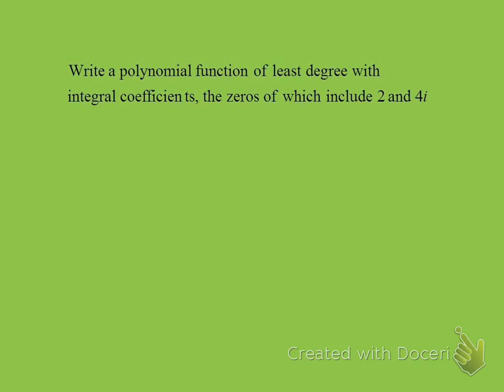Same pretty much setup. Same words as directions. Polynomial function, least degree, integral coefficients, zeros of which include 2 and 4i. Now, they tell you 4i is a 0. What they don't tell you is that its conjugate is also a 0. That's what you need to put in.